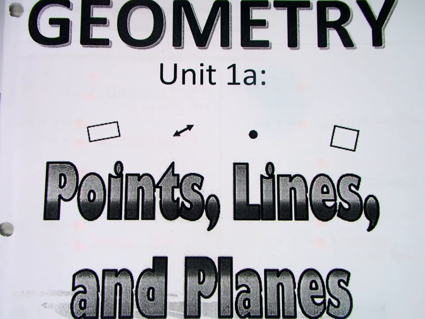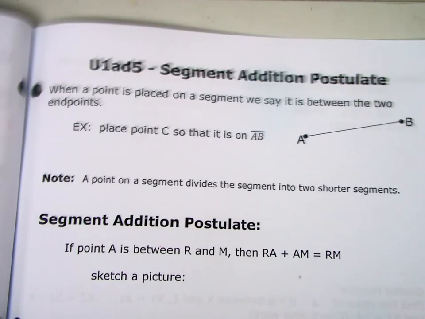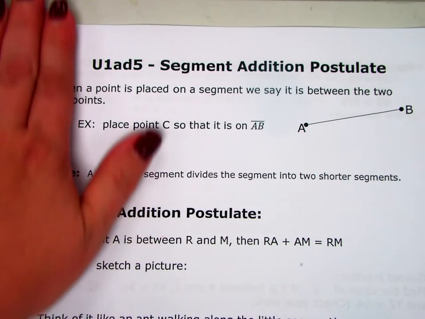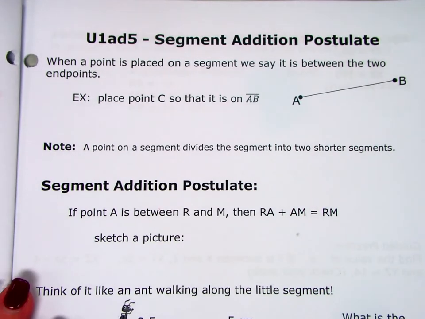So we are still in Unit 1A, and we are on day 5. So if we go to day 5 in our journal, Unit 1A, day 5, segment addition postulate.